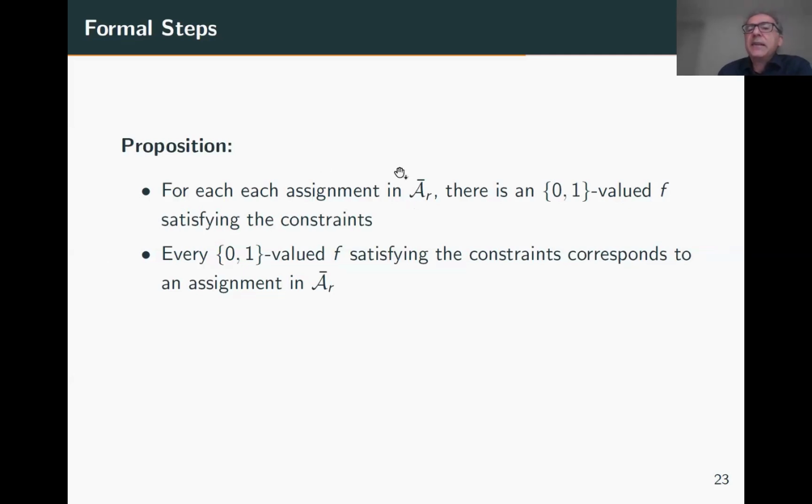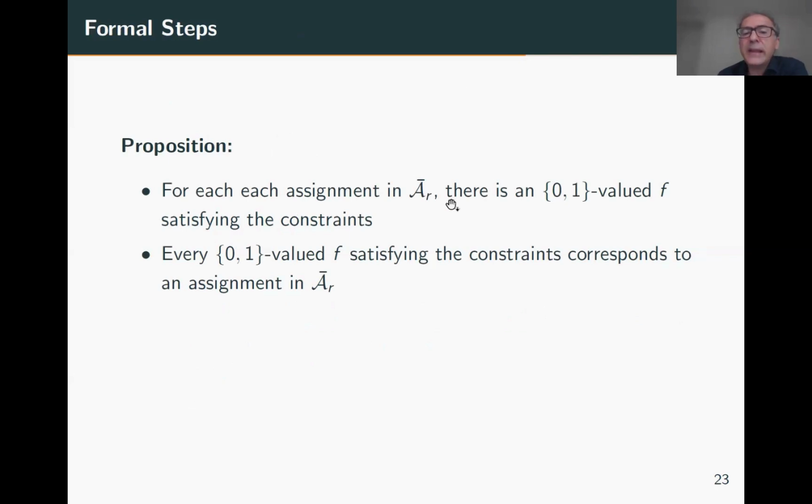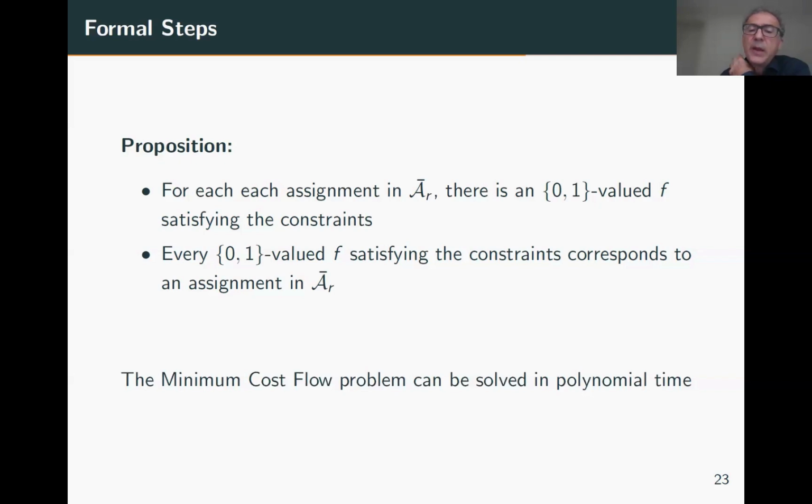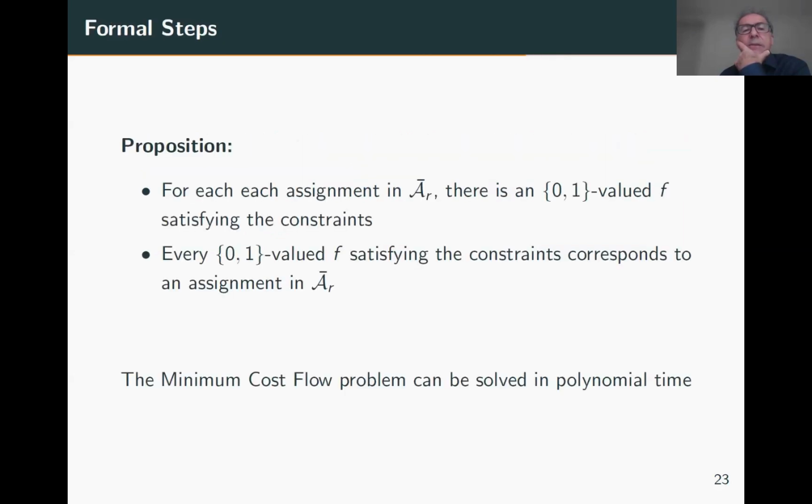For each assignment in AR, for example, first let us justify our solution. There is a 0, 1 valued, integer valued f function satisfying the constraint. And each 0, 1 valued function satisfying the constraint corresponds to an assignment in our AR. So this actually gives us a valid formulation. And we also know that every assignment in AR is a stable assignment. And the minimum cost flow problem can be solved in polynomial time. And that's what we do. And this gives us an integer solution.